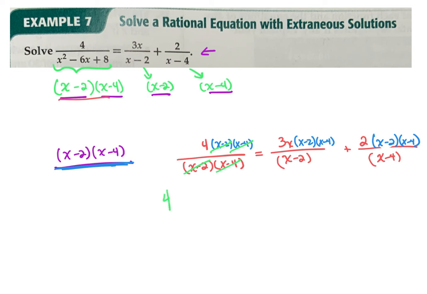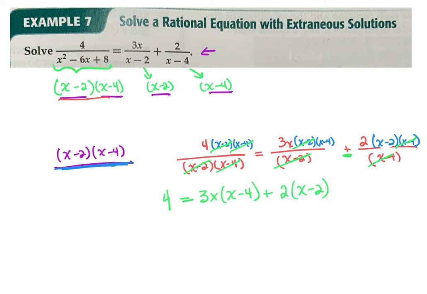4. 4 equals. What cancels for the next one? x minus 2. x minus 2. I'm left with 3x and x minus 4, right? Plus, don't forget your plus. What cancels here? x minus 4. And I'm left with 2 and x minus 2. This must be a much easier equation to solve, is it not?